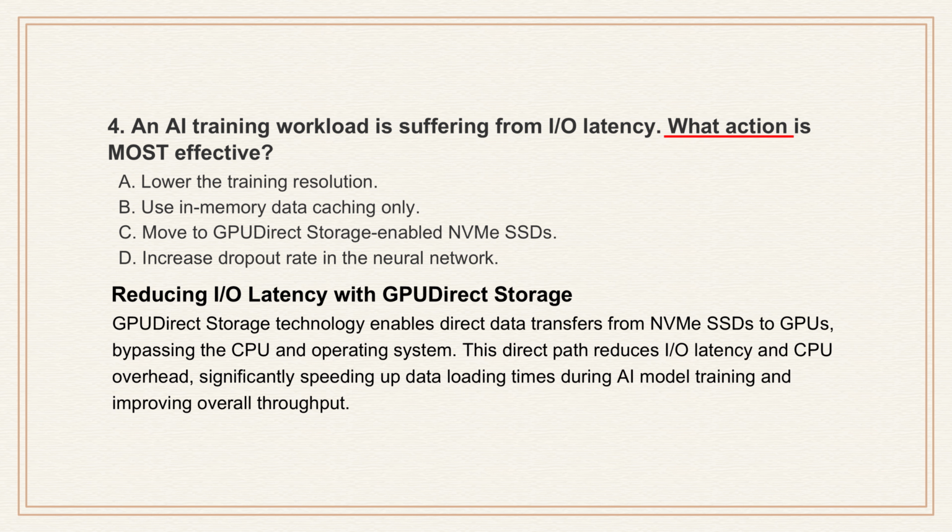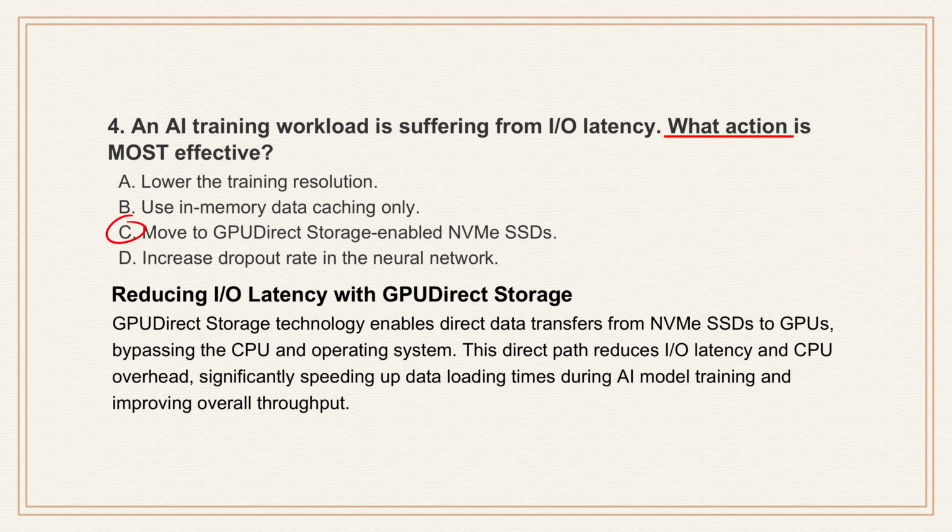What action does the source say is the most effective way to tackle this specific I/O latency issue? The source is pretty emphatic on this one. The most effective action: moving to GPU direct storage-enabled NVMe SSDs. GPU direct storage. Okay, the name alone sounds fast. But why is that solution so much more impactful than, say, other tweaks you could make?